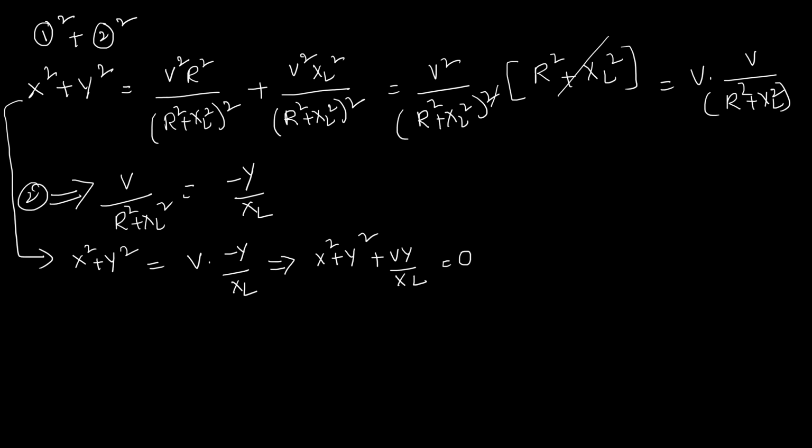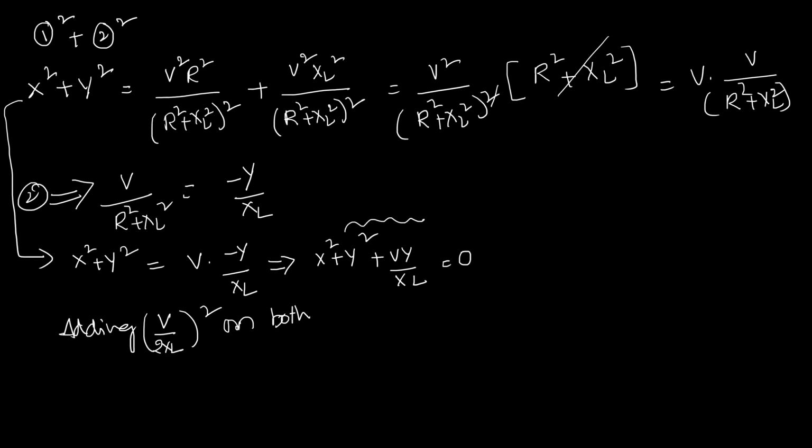Now we are going to add a term. What term can be added in order to get a known kind of expression? Look at these two terms, y square plus vy by xl. What should be added if I want to put that in the form of a plus b whole square? Obviously I need to add v by 2xl whole square on both sides.